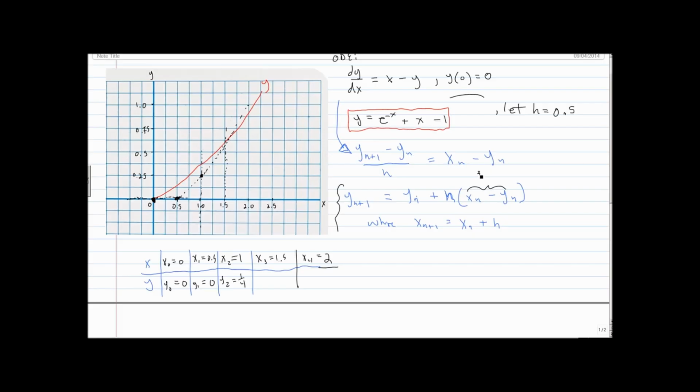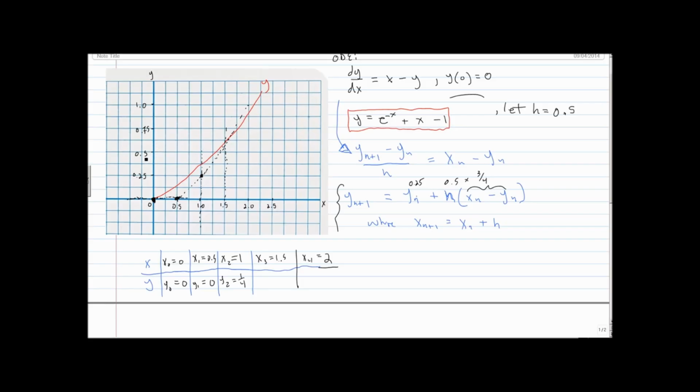Okay, so we said right here this was equal to 3/4. h is still 0.5, and our previous y value was 0.25. So you can see, this is 1 over 2 times 3 over 4, so that's 3 over 8, plus 1 over 4, so that's 2 over 8, so that's 5 over 8, which is equal to 0.625.